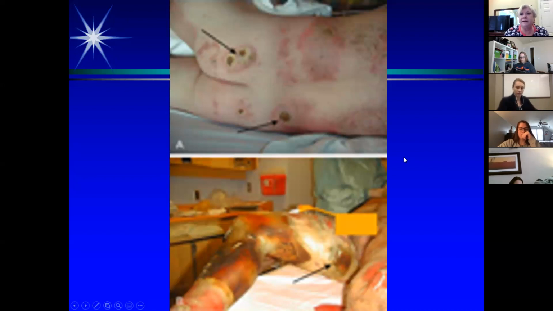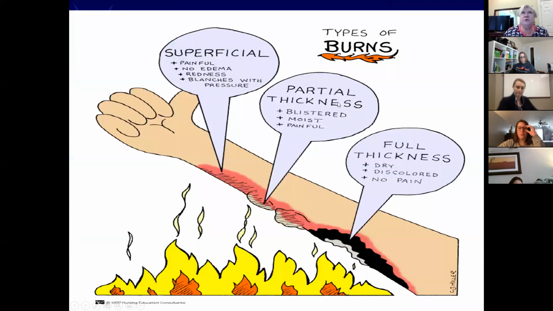So this would be a full thickness. Just to reinforce, the superficial is very dry, it's very painful, it's pink, it's red, and it will heal in about 5 days. The partial thickness is wet. There are usually blisters. It is very painful, and it will take about 21 days, but it will heal on its own. And the full thickness is discolored. It's usually dark in nature. It is non-painful because you've destroyed the nerve endings, but it's very, very dry. And so that's how they kind of look.